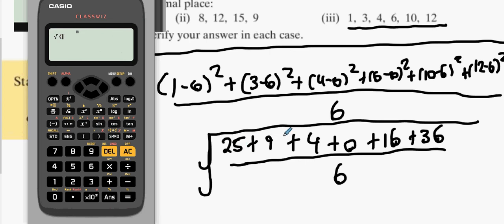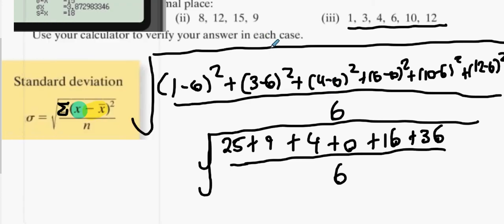So 34 plus 4 is 38. Lads, stop speaking, lads, you're slowing me down. 38 plus 16, 54. 54 plus 36, what's that, 80? 54 plus 36, 90. Let's do this again. 34, 38, 54, 54 plus 36, 90. 90 divided by 6, square root of 15, otherwise known as 3.873. Same answer, wasn't it? So that's how you manually do it versus doing it by calculators. Everybody cool with that? Alright.